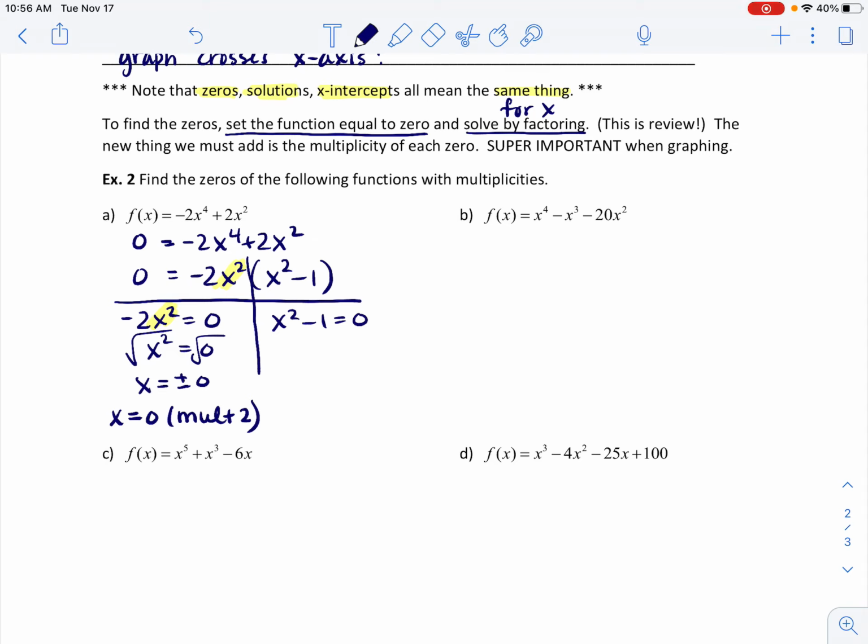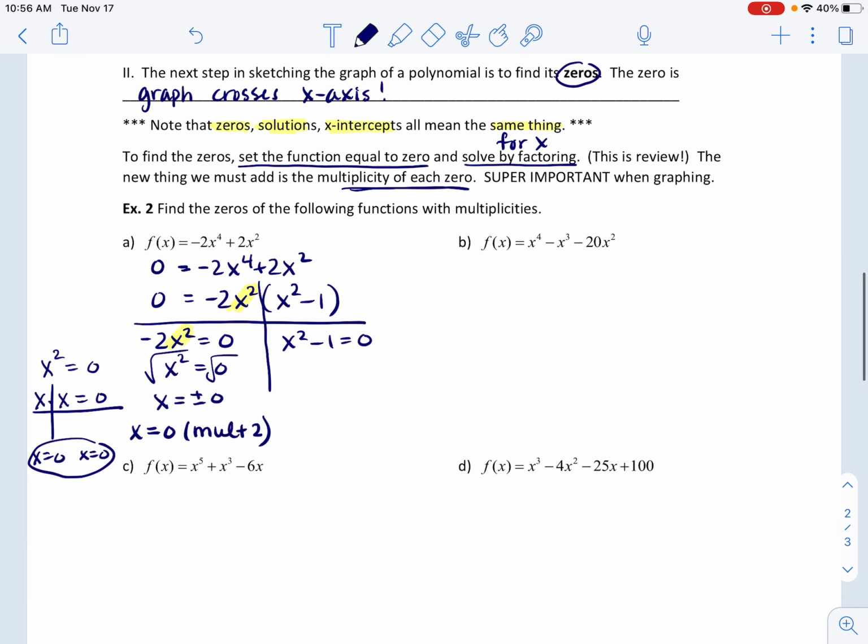Now, if you're like, well, that doesn't really make sense, look at this. If I had x squared equals 0, I can rewrite that like this: x times x equals 0, right? Now I could set each of those guys equal to 0, giving me x equals 0 on the left, x equals 0 on the right. There's actually 2 answers for that. And it's actually important when you're graphing. So this time, I not only want you to find the zero, but you need to give me the multiplicity of each zero.